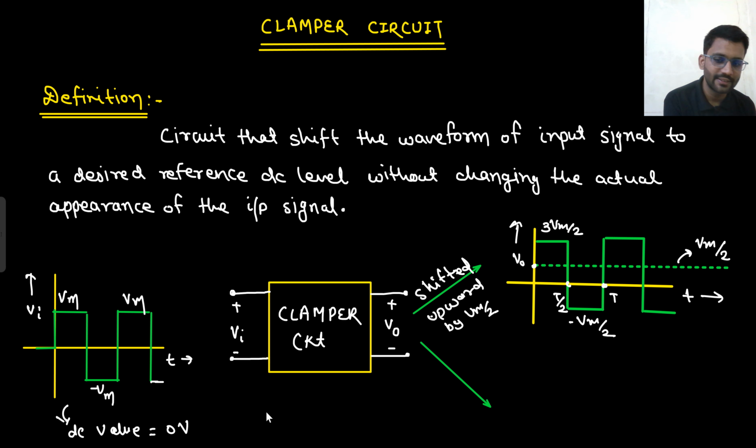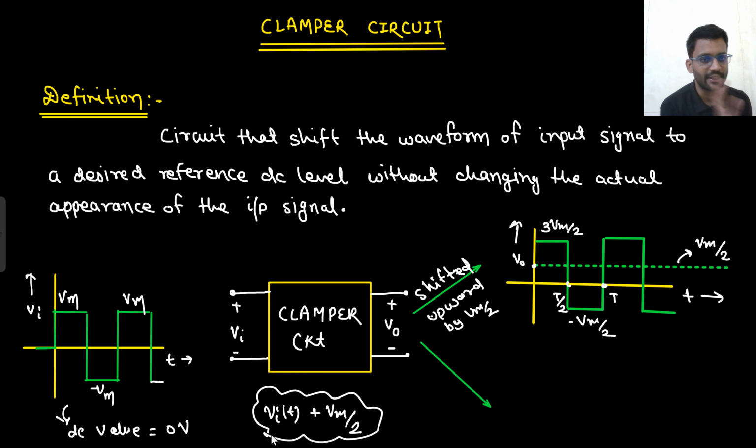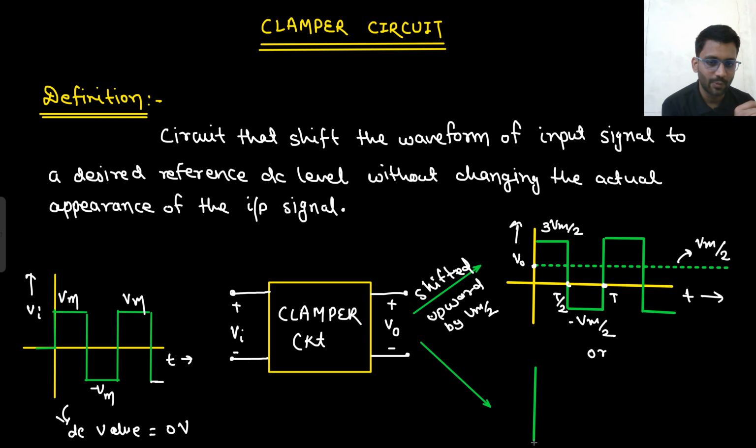So I had this input signal. What I did, I just added Vm by 2 in this one. That's it. I just added Vm by 2 in my input signal. Now what I will do, I will subtract the Vm by 2 in my input signal. So this output also I can get. So now I will subtract the Vm by 2. So what is the output I will be having?